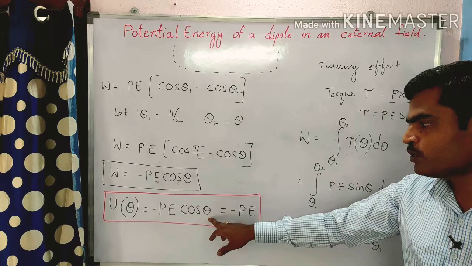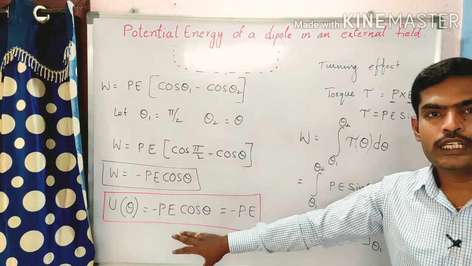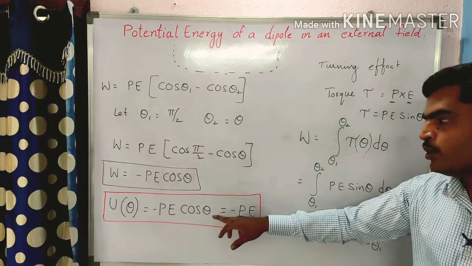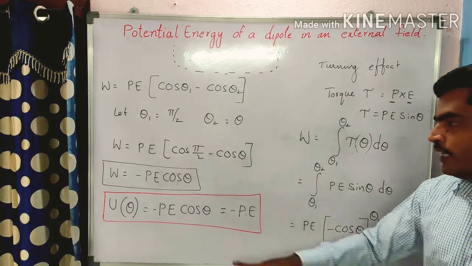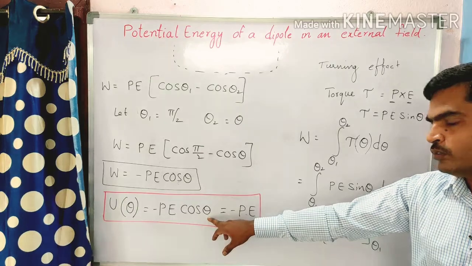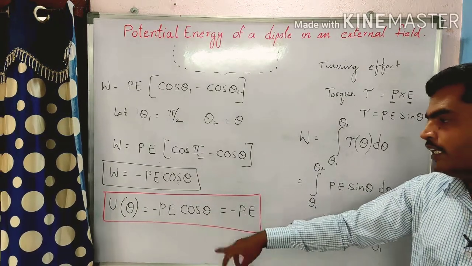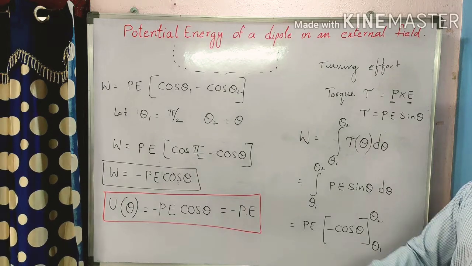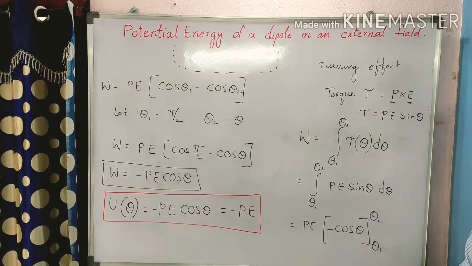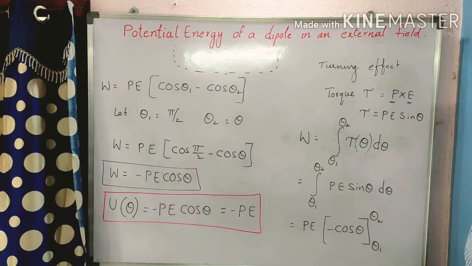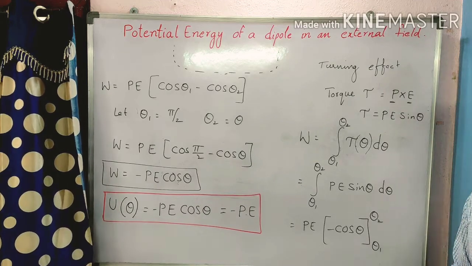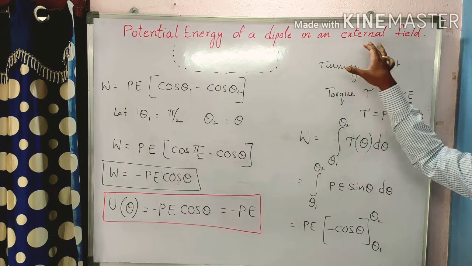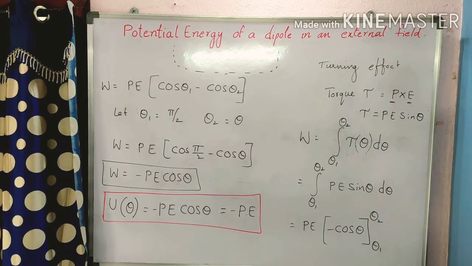When theta is equal to 90, then potential energy is 0. When theta is equal to 0, potential energy is negative. When theta is equal to pi, 180 degrees, then it is minus of minus, which is positive. So in that way we can find the potential energy when you are rotating with an angle theta. So the potential energy of a dipole in an external field can be written like this.